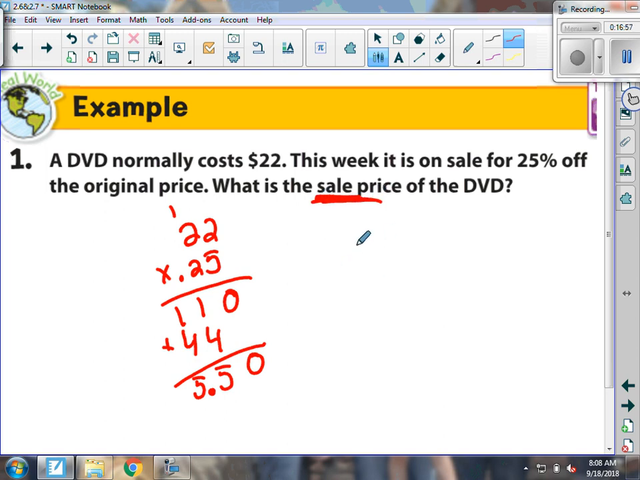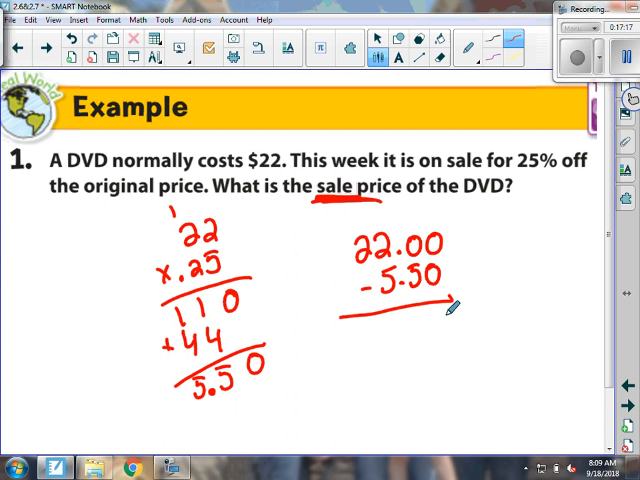We're going to subtract it this time. So before, when we had tip, sales tax, and markup, we added it. But when we're dealing with discounts and sales prices, we're going to subtract it.